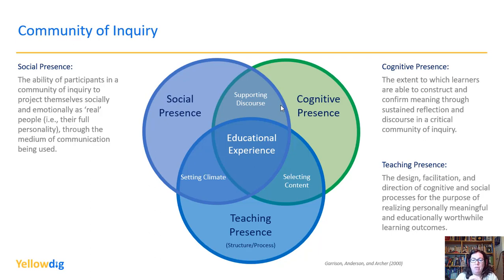And this is a slide from Yellowdig, and I really like how it is showing you that social presence. We are social beings. We have the cognitive presence. We need to construct meaning and confirm it and have reflection built into what we're doing. Then there is, of course, the teacher presence, and how does that fit in? And you can see where these circles overlap. And at the heart of it, the way Yellowdig organizes it is this educational experience.